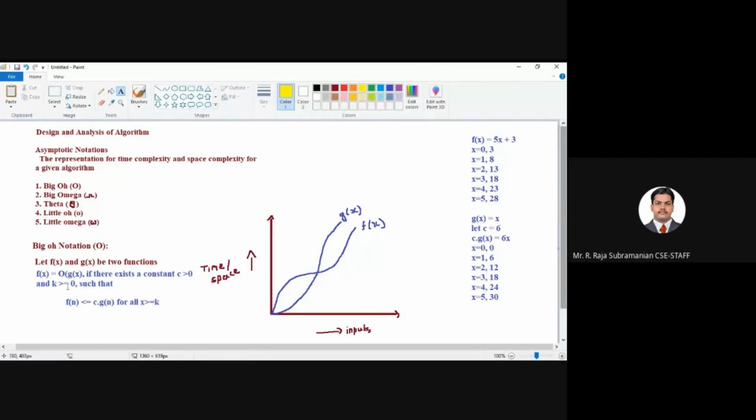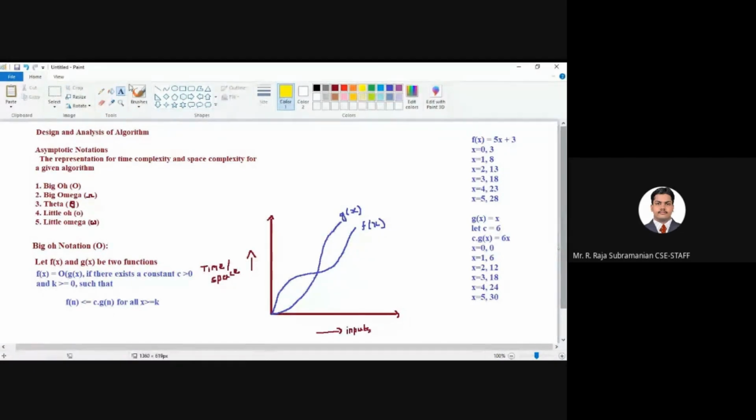Next, I need to find some k value. That k value can be greater than or equal to 0. I make c greater than 0. Why? Because if c is equal to 0, then g of x will become 0, because I'm going to multiply c with g of x. So I will not take a value of c equal to 0. It should be greater than 0.